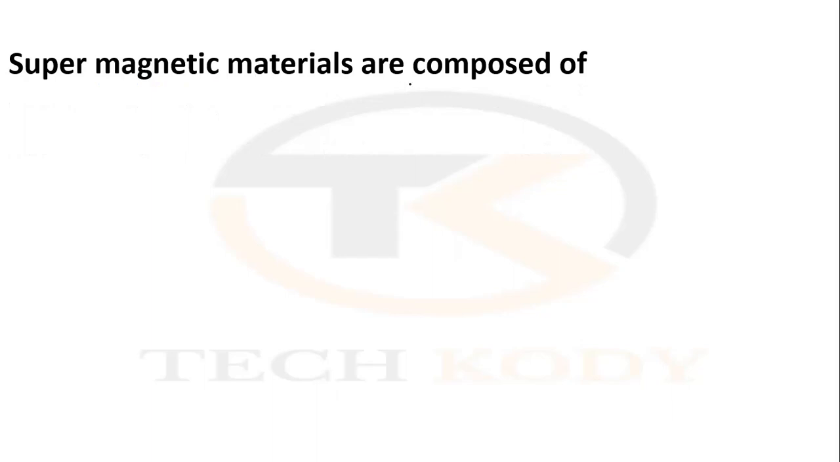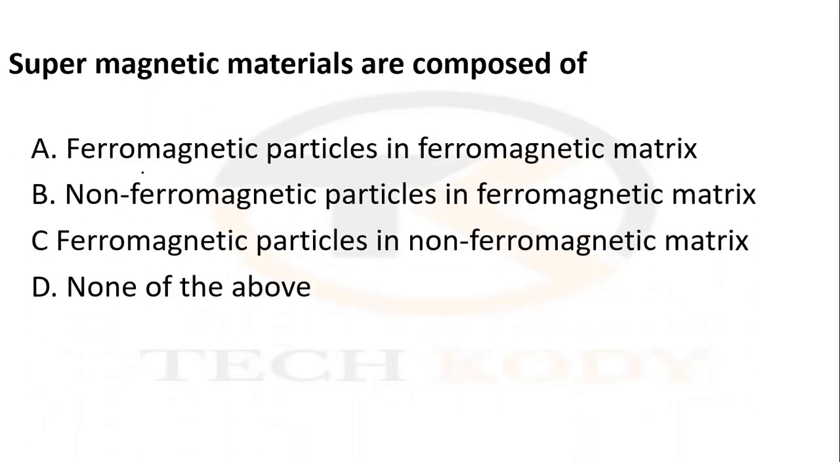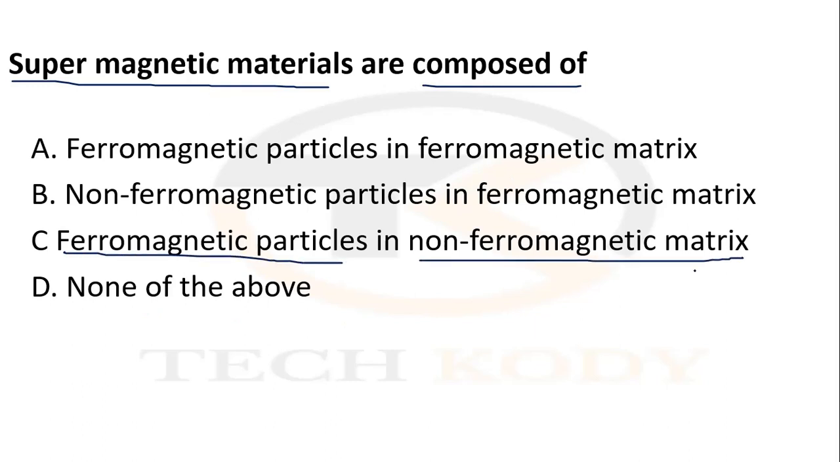Supermagnetic materials are composed of: ferromagnetic particles in ferromagnetic matrix, non-ferromagnetic particles in ferromagnetic matrix, ferromagnetic particles in non-ferromagnetic matrix. Supermagnetic materials are composed of ferromagnetic particles in non-ferromagnetic material.